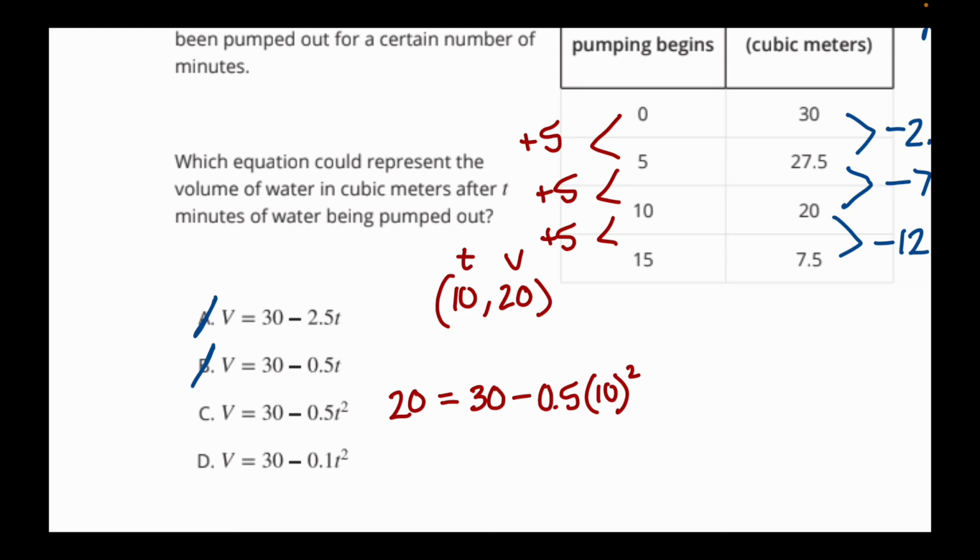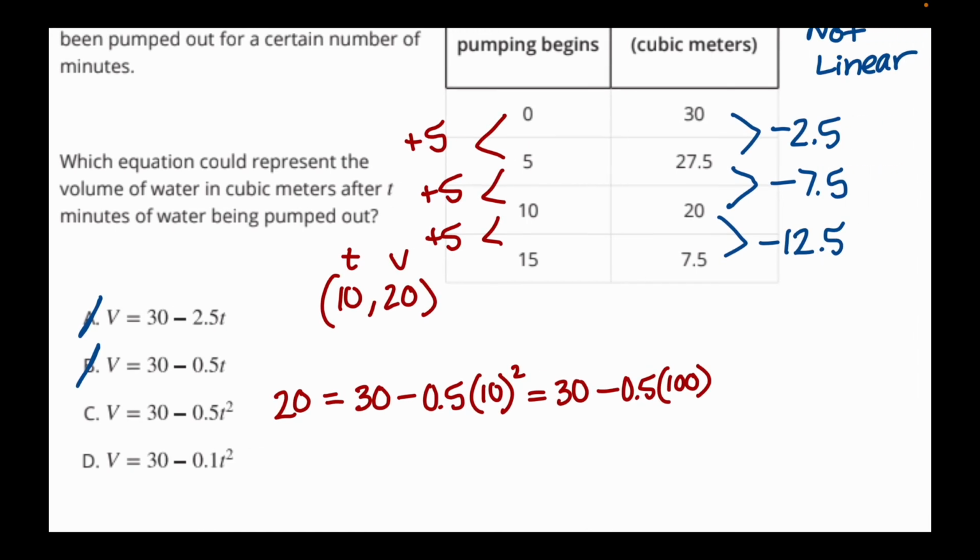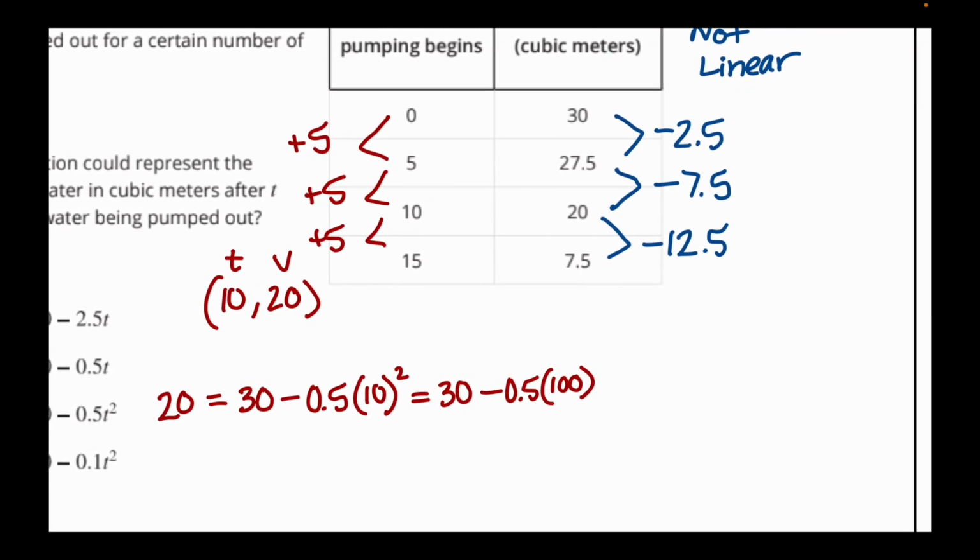So let's do that one first. 10 squared is going to be 100. So this would be 30 minus 0.5 times 100. And 0.5 times 100 is 50. So is that equal to 30 minus 50?